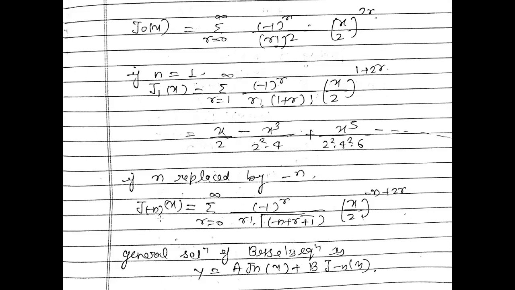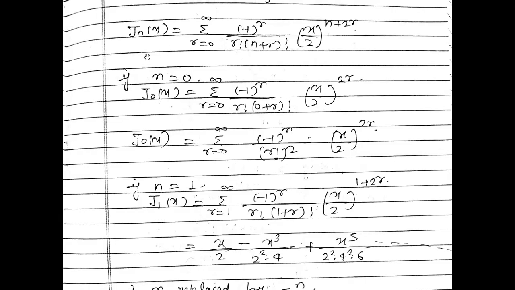Now, if n is replaced by minus n, we have already put n is equal to 0, n is equal to 1, n is equal to 3 and so on. But if our n is replaced by minus n, then the solution will be J-n(x). That means this equation, J n x with positive n, we are replacing n by minus n. So J-n(x) is equal to summation r is equal to 0 to infinity, (-1)^r upon r factorial gamma(-n+r+1) (x/2)^(-n+2r). That means we are replacing n by minus n.